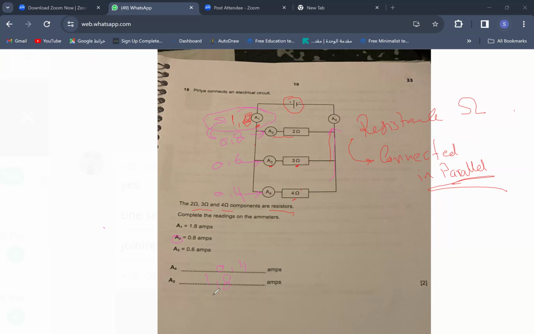Do you have any problem in such calculation? No. Okay, great.